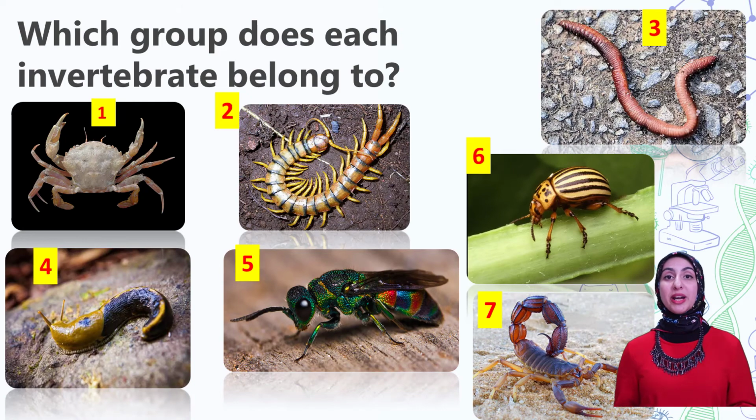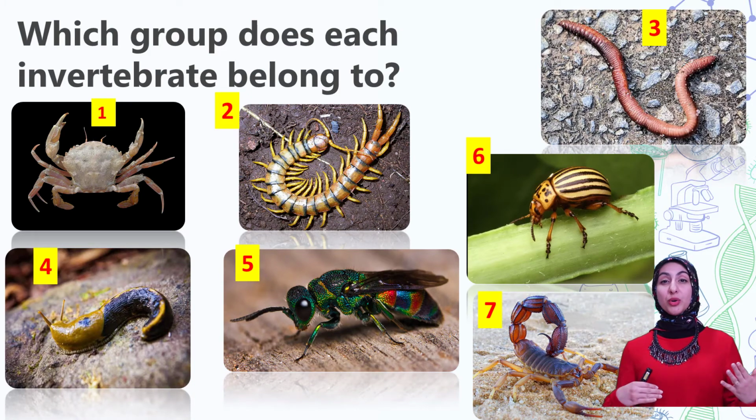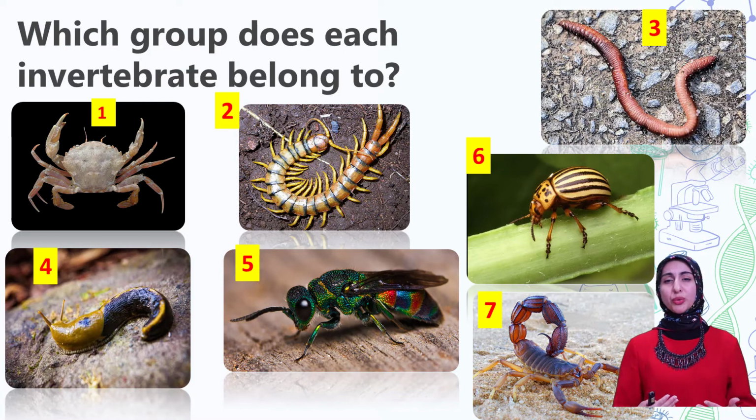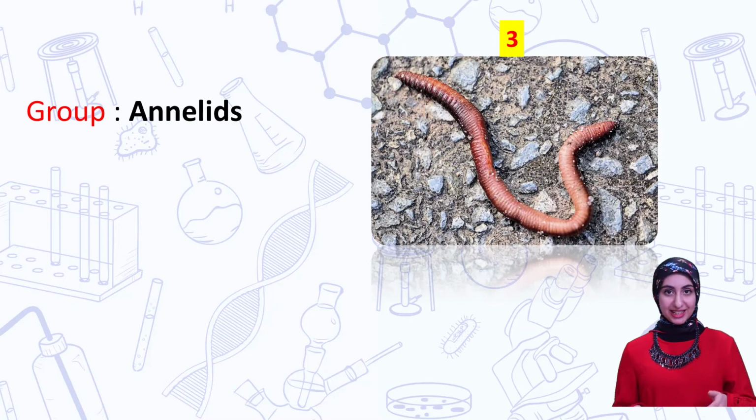The second invertebrate here, it has more than 8 jointed legs on each side. So this means that there are too many jointed legs on each side. Also, it has antennae and it has a segmented body. So it is classified as myriapods. Third invertebrate here, it is like a worm, right? And it has a segmented body. There are no legs and no antennae, so it is classified as annelids.